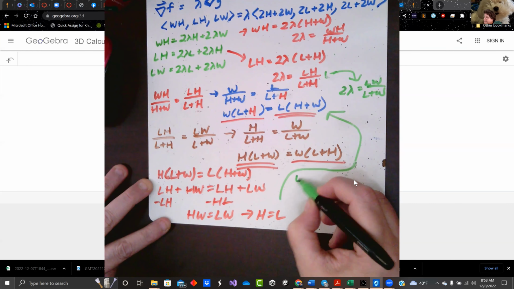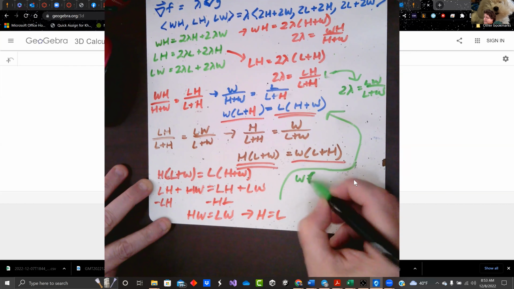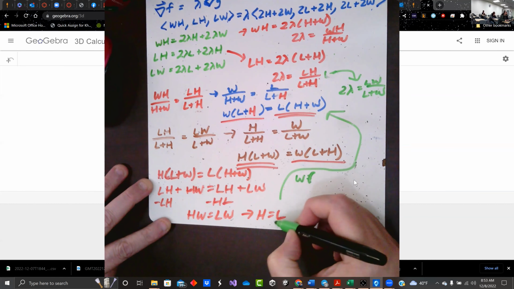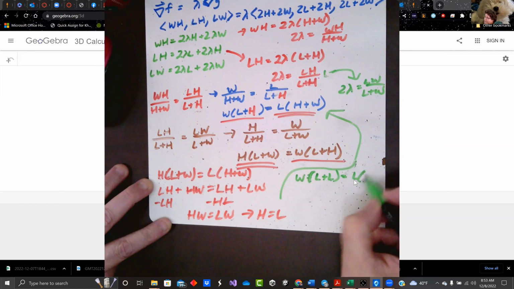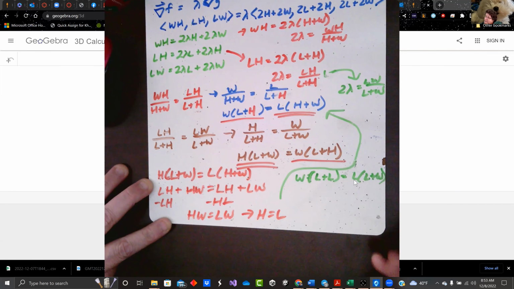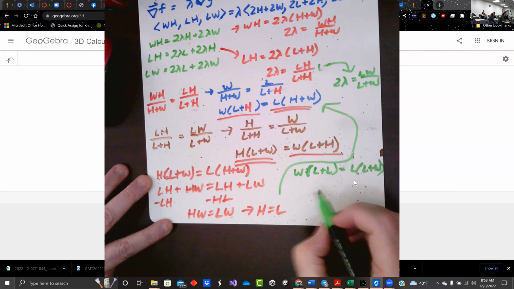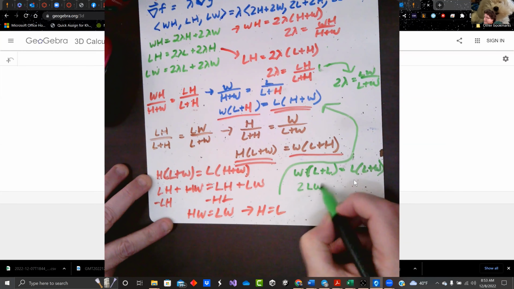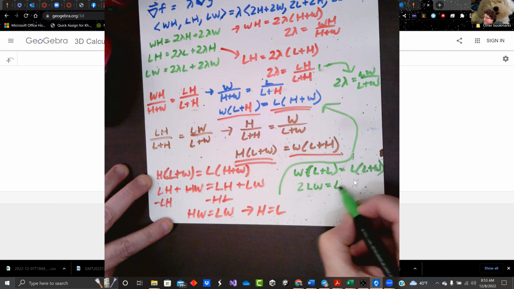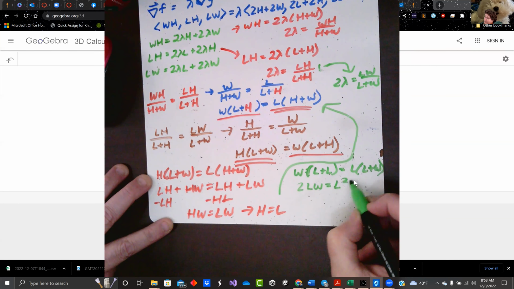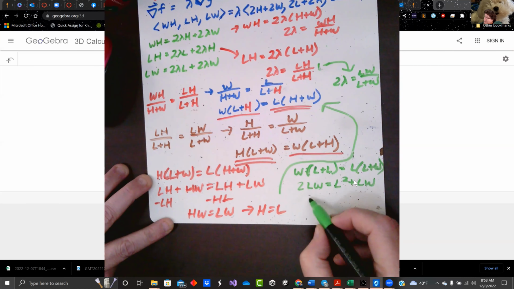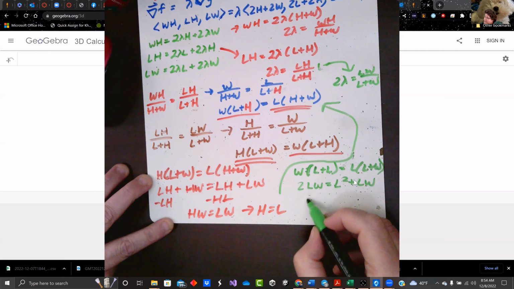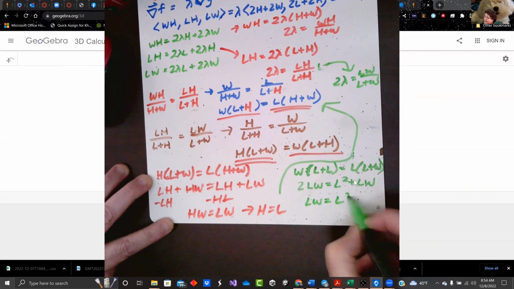And we plug this in up here. So I've got W times, I'll replace the H's with L's. W times (L plus L) equals L times (L plus W). 2LW equals L squared plus LW. So I subtract LW and I've got LW equals L squared.